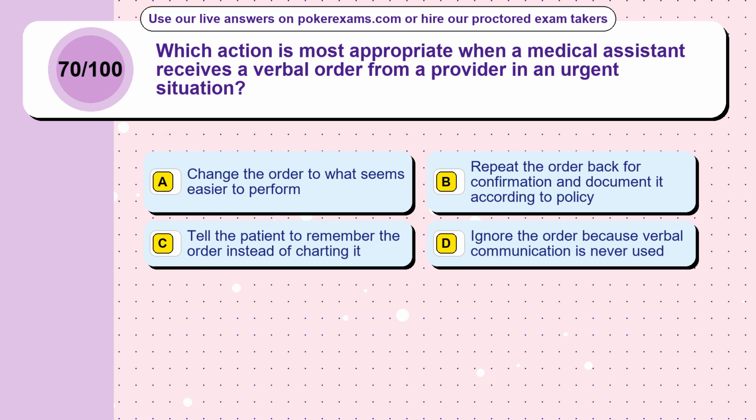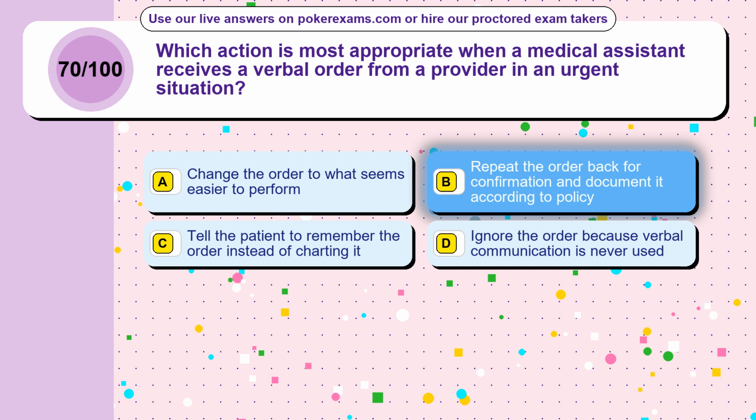Question 70. Which action is most appropriate when a medical assistant receives a verbal order from a provider in an urgent situation? Option A. Change the order to what seems easier to perform. Option B. Repeat the order back for confirmation and document it according to policy. Option C. Tell the patient to remember the order instead of charting it. Option D. Ignore the order because verbal communication is never used.